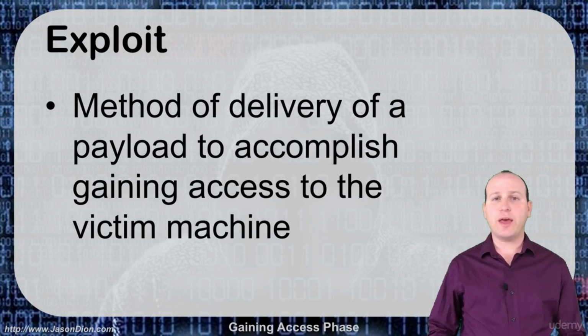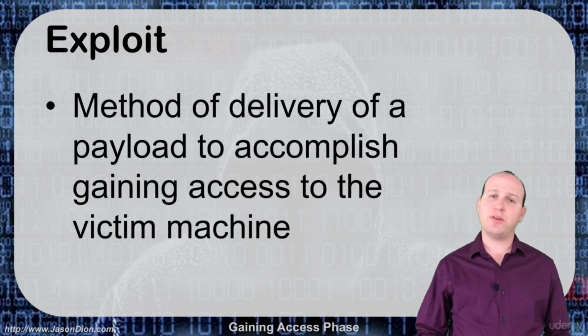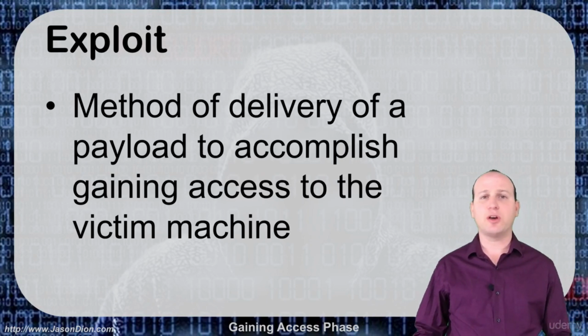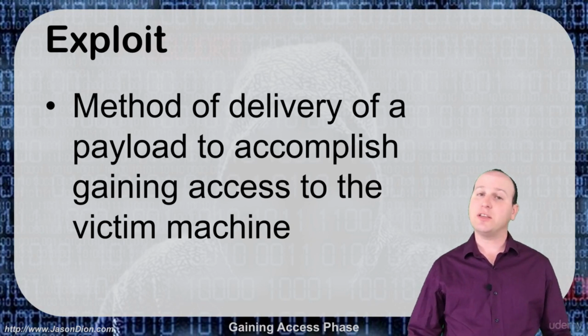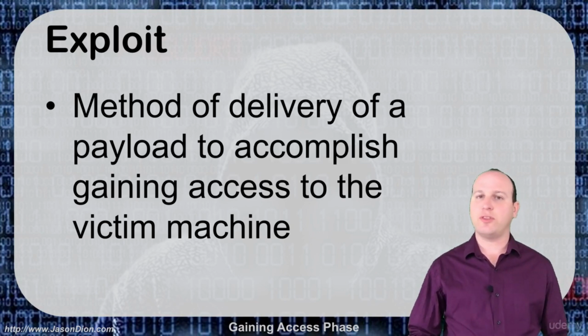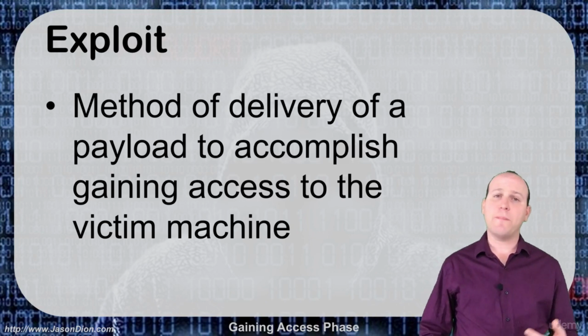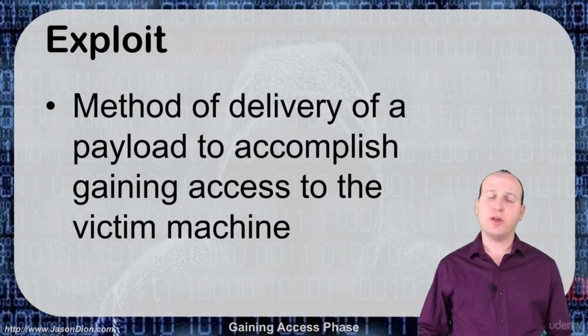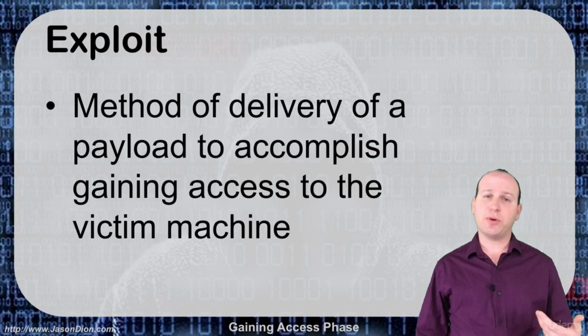Now if we move on to an exploit, it is actually the method of delivery that the payload uses to accomplish the goal that it wants to do to get access. So to exploit is to take that vulnerability and find a way to break into the system using that vulnerability. So an exploit is a method of delivery of a payload. We're going to talk about payloads in a second, but we want to deliver that payload to accomplish a specific goal. When we have that vulnerability, it just means there's a hole there. But how we actually break in through that hole is the exploit itself.